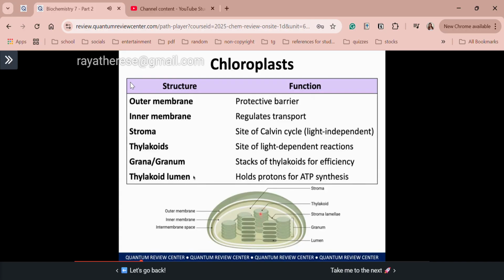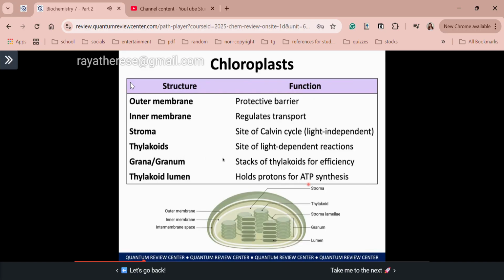Here, the single unit of your grana is what we call your thylakoid. And inside your thylakoid, we have a gel-like solution like your mitochondrial matrix. This is your lumen, or thylakoid lumen. And of course, class, similar to your mitochondrial matrix, it holds protons for ATP synthesis. Remember the flow of protons in the electron transport chain from the intermembrane space to your thylakoid lumen. I hope that's clear.